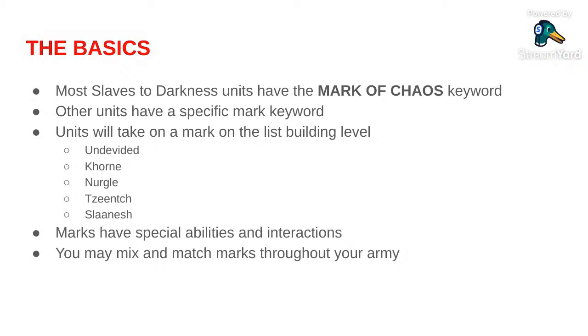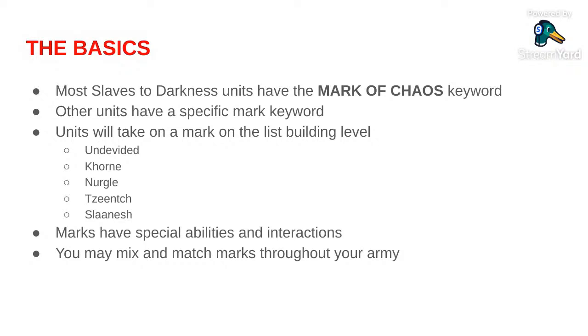So most of your Slaves to Darkness units have the Mark of Chaos keyword. And what this does is allow you to select one of 5 Chaos marks to give to the unit. So that is KHORNE, NURGLE, TZEENTCH, SLANNESH, and UNDIVIDED.